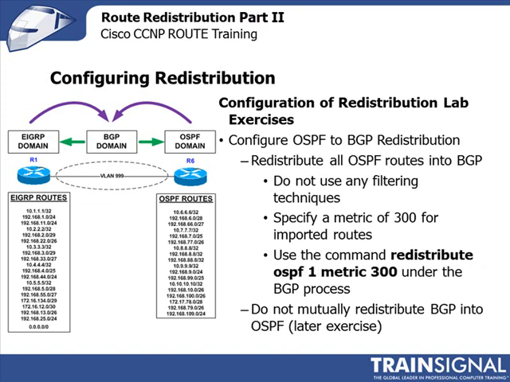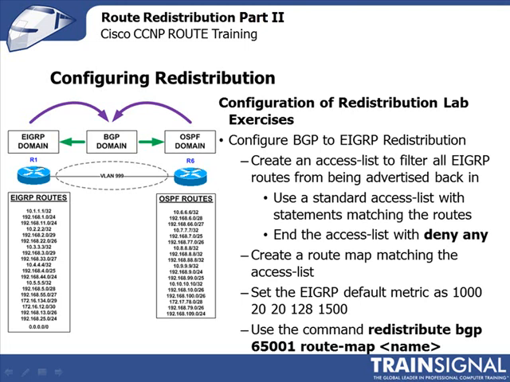A very similar process with the OSPF part of our lab pictured on the right. We're going to use a metric of 300 for the imported routes, but we are also, again, not going to redistribute BGP into OSPF. Now we consider the process of taking routes that have been injected into BGP and then importing them back into EIGRP in order to create full reachability. A similar process will be done with OSPF.